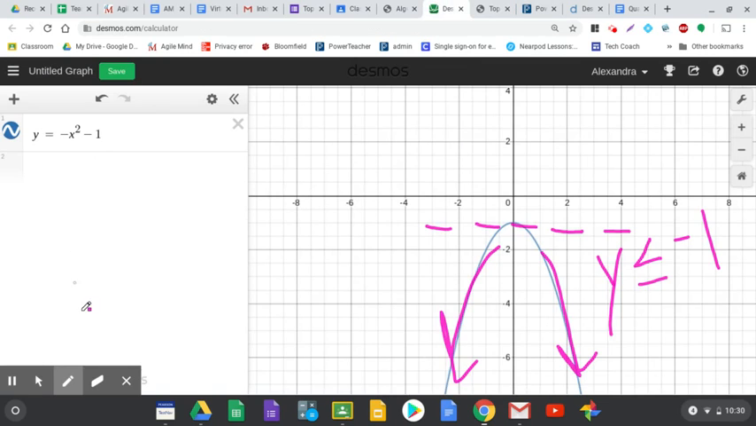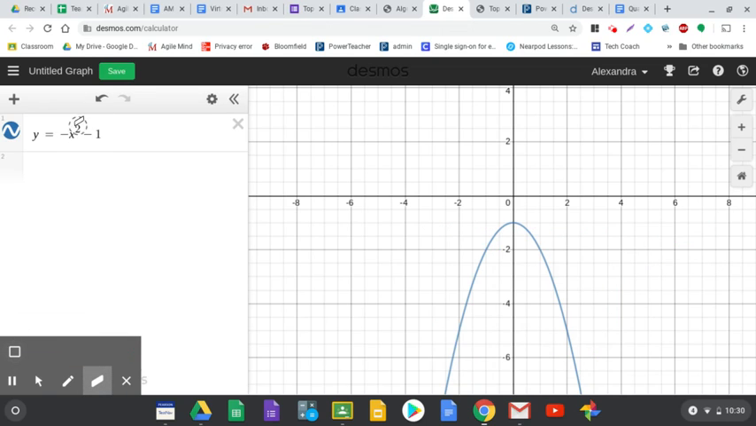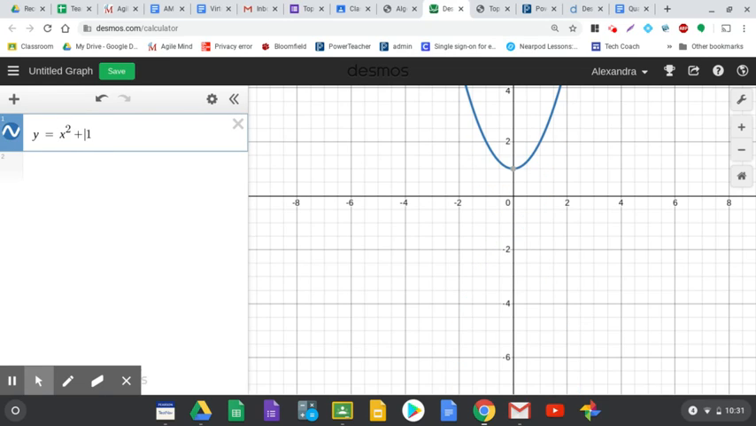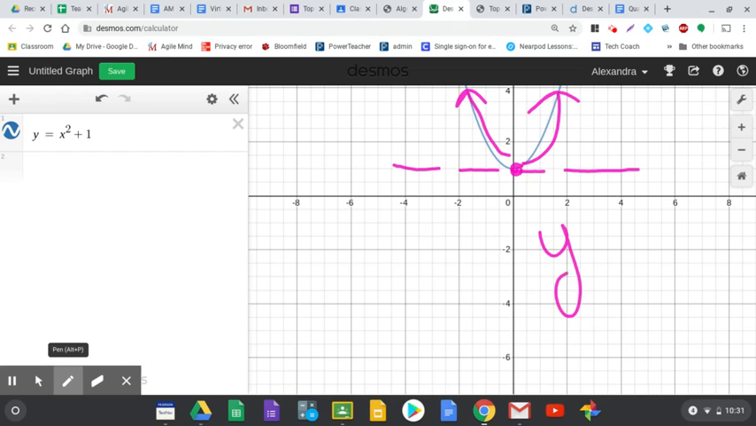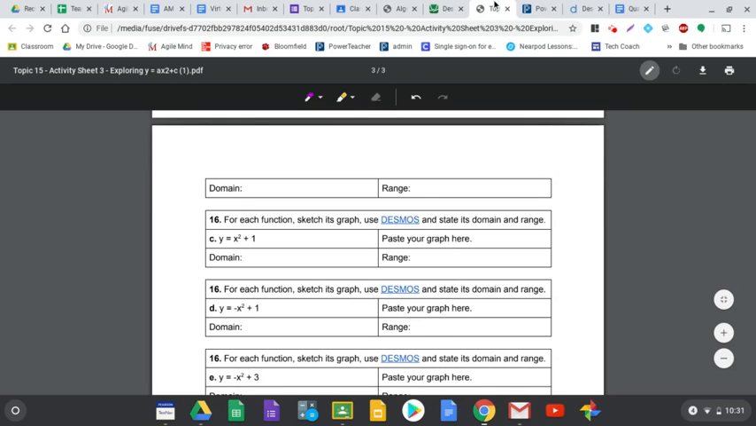16c, x squared plus 1. So let's get rid of the negative, and we're going to change this to a plus 1. So here's my vertex. It's at 0, 1. So that means that positive 1 now is our minimum, and everything in our parabola is above it. So y is greater than or equal to positive 1 now. So this should be y greater than or equal to positive 1, and our domain again is all real numbers. Because again, we can plug in anything for x that we want.